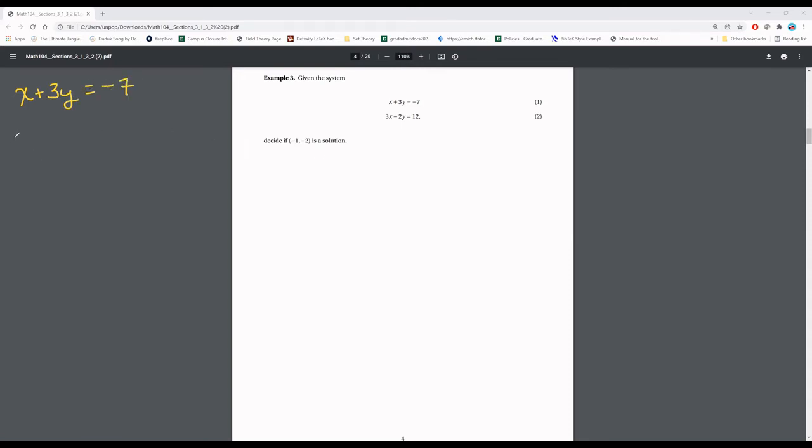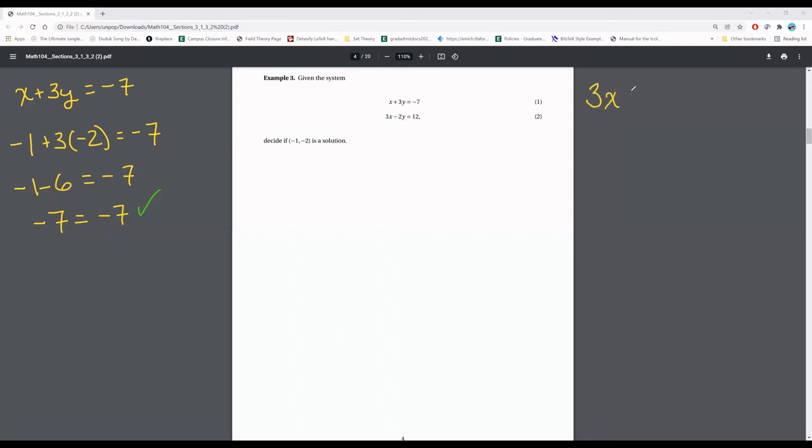First equation says x plus 3y equals negative 7. X was negative 1. Y is given as negative 2. Just negative 1, and then 3 times negative 2 gives me a negative 6. Negative 1 minus 6, sure thing, that is negative 7. So it checks in the first equation, bright green check mark. We now check in the second equation.